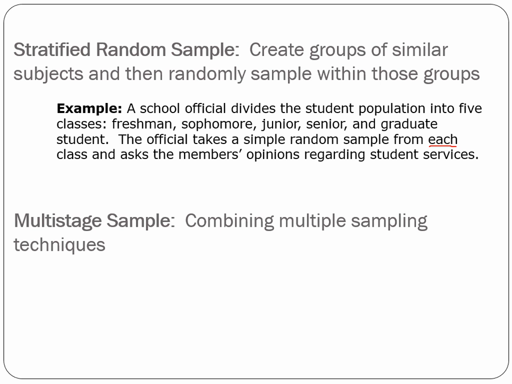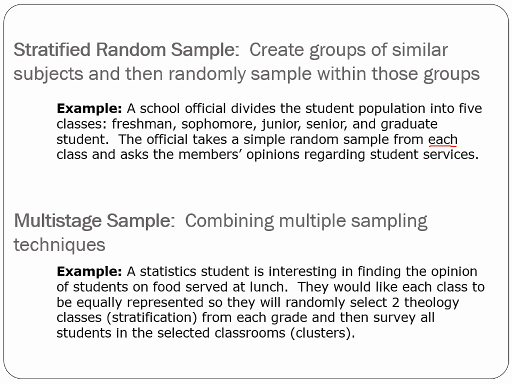And then if we decided to put multiple of these sampling techniques together, that would be called multi-stage sampling. And this has its advantage. So here's an example. A statistics student is interested in finding the opinion of students on the food at lunch. They want each class to be represented, right? Because freshmen and seniors probably have different opinions on school food, but it's hard to get a hold of everybody.